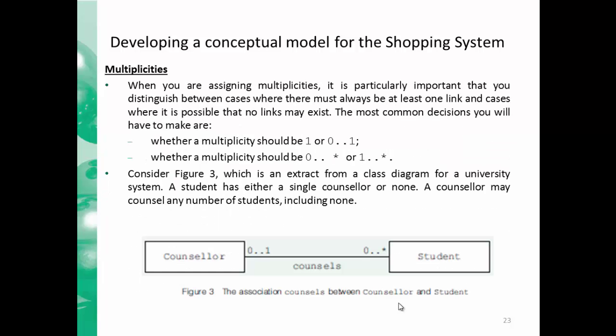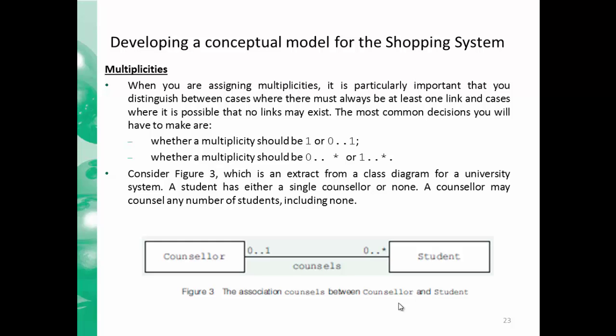Just as an example, you can find multiplicities of 0 to 1 and 0 to many. It means in this diagram you have 0 or many students, meaning 0 or 1, 2, 3, 4 to infinity number of students can consult a counselor, or they may not find a counselor because you have the choice of 0 and 1.